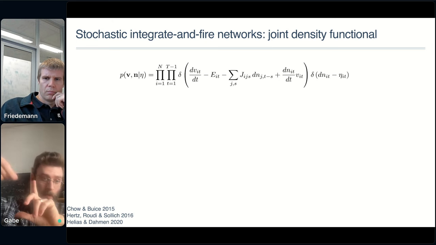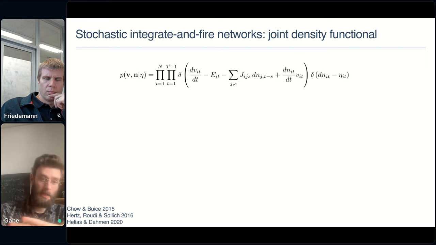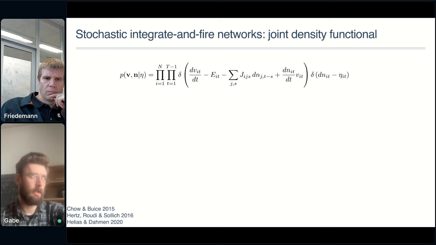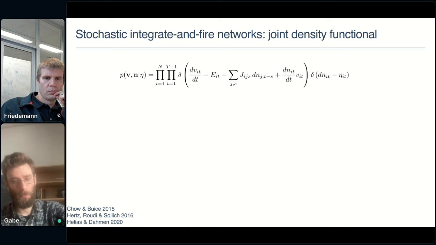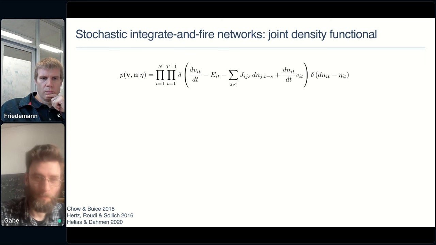because there you need to know also the activity of a third signal. So I'm going to take a step back and say, I don't just want to know the second moment, or just the third moment. I want to know the whole joint density functional of the spike trains and membrane potentials. If I know this probability density in full, we can calculate whatever joint moment we want.